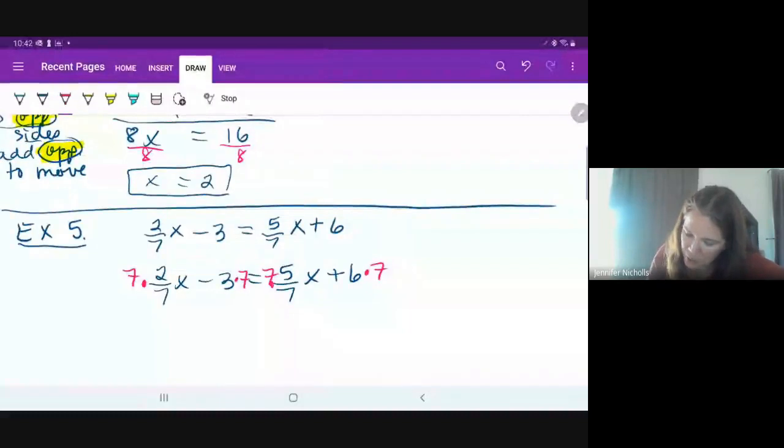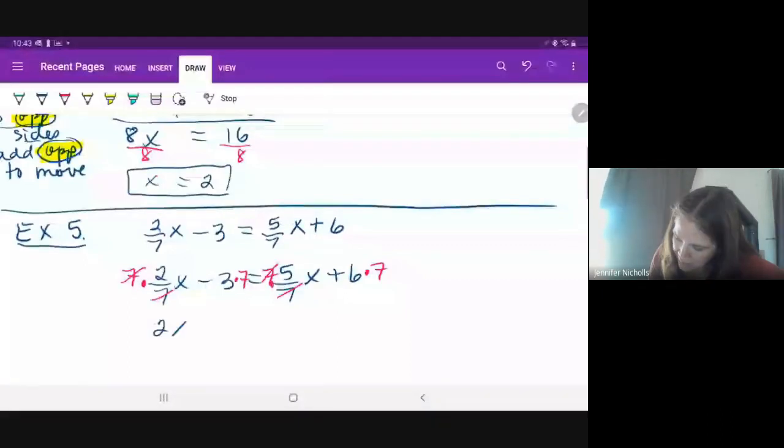Now, what's nice is when you multiply by 7, it cancels out the denominator, so you're not going to even have a fraction anymore. This one's going to cancel out its denominator. And then we're going to have a pretty question with no fractions: 2x minus 21 equals 5x plus 42.